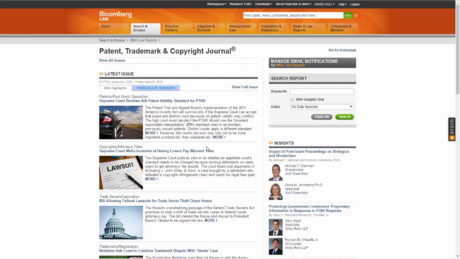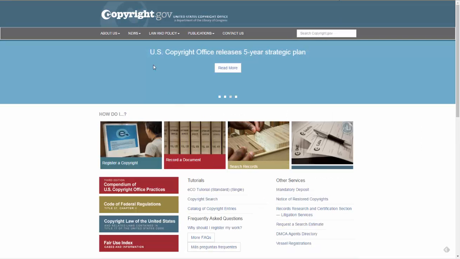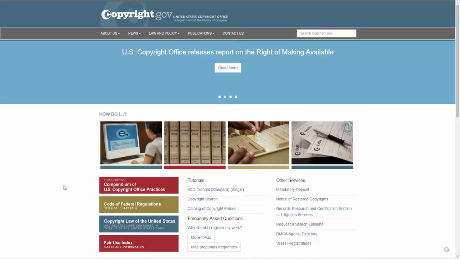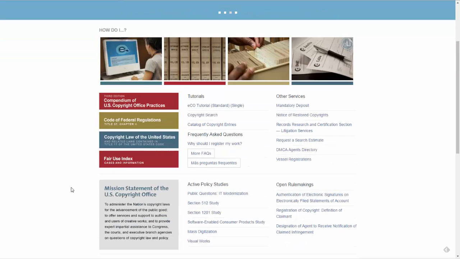And then finally, the U.S. Copyright Office will include those administrative and agency materials, and so the compendium, sections from the CFR, from the federal regulations, and the statutory code, in addition to other materials on how to search for copyright and how to apply for a copyright via this office.